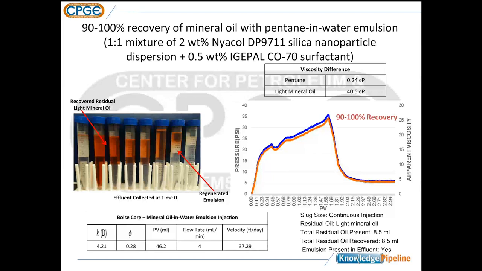This from left to right shows the evolution of the effluent. You can see first on the left we get out a little bit of brine, and then the mineral oil was dyed red so that we could see it. And you can see several vials full of the mineral oil that was recovered, followed by the regenerated emulsion finally there at the left. And our calculation shows that we recovered almost all of the residual oil. So this is some very promising work.